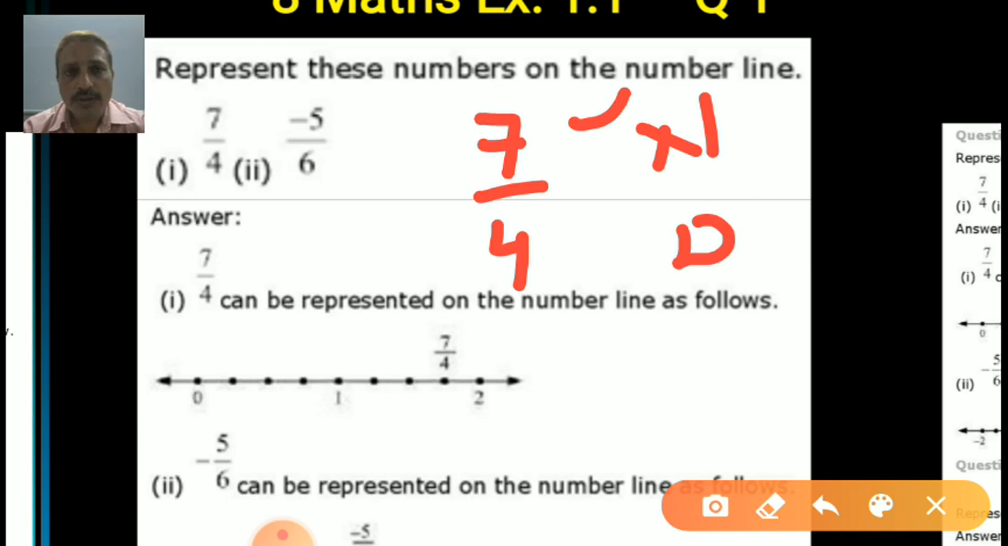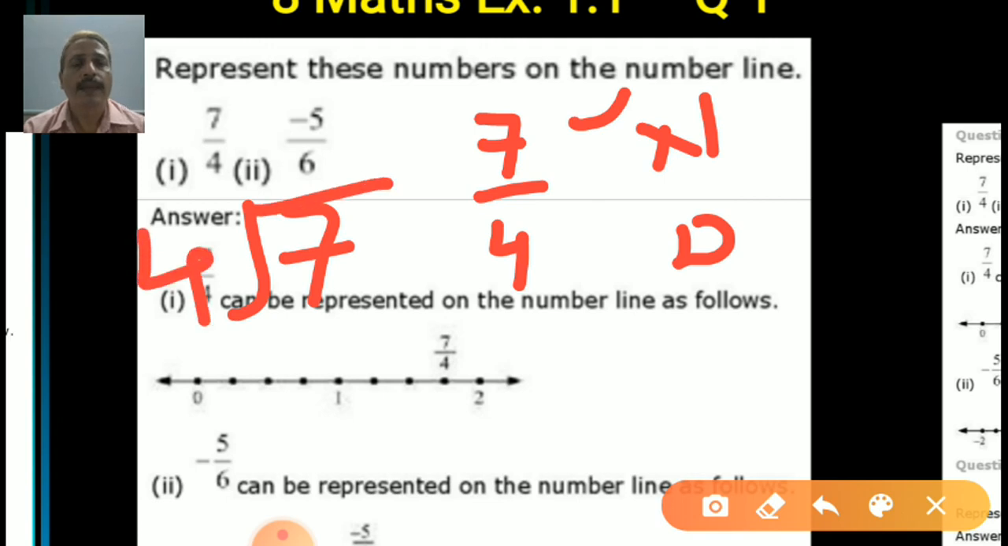Try to convert this improper fraction into a mixed number. Does anyone know how to convert this? Yes, we have to divide the numerator by the denominator. Let's check: 7 divided by 4. 4 ones are 4, 4 twos are 8, that's bigger than 7. So we can write here 4 and subtract: 7 minus 4, the answer is 3.